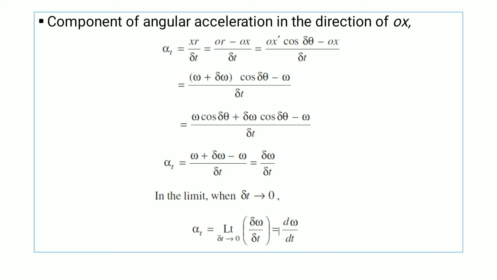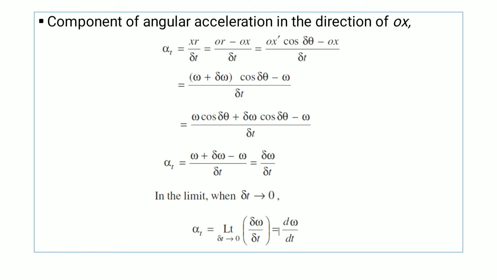So if we simplify, we get omega cos delta theta plus delta omega cos delta theta minus omega, upon delta t. So alpha t is equal to this. Here delta theta is very small, so we consider delta theta to be near about 0, and we replace cos delta theta by 1. So omega plus delta omega minus omega upon delta t is equal to delta omega by delta t. So angular acceleration is equal to delta omega upon delta t.